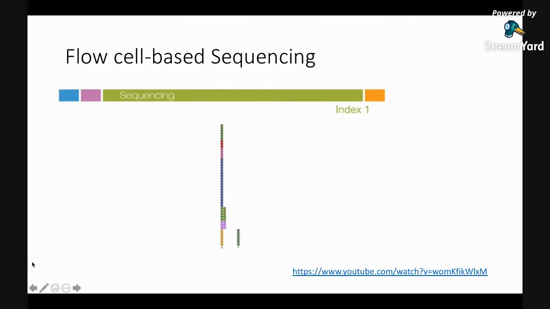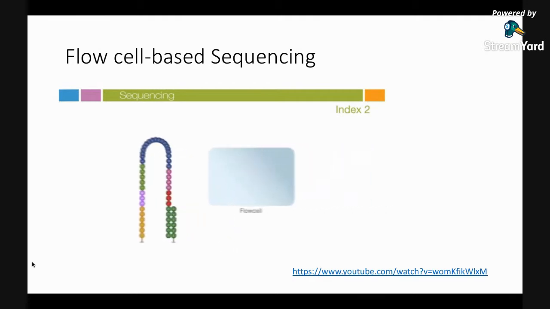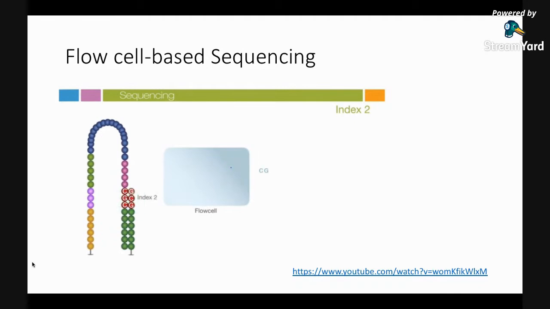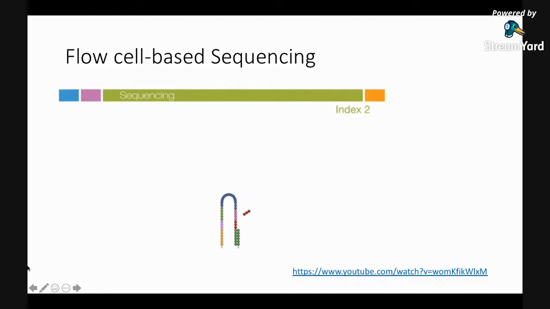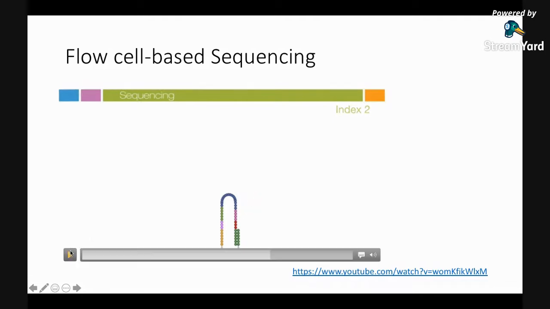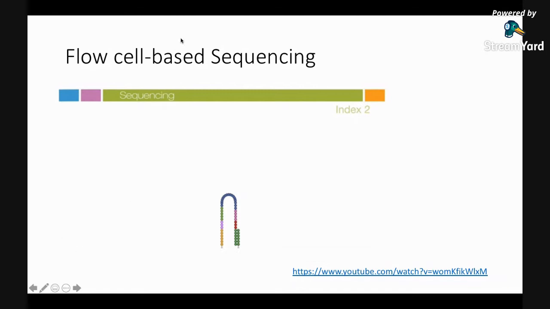After completion of the index read, the read product is washed off and the 3' end of the template is deprotected. The template now folds over and binds the second oligo on the flow cell. Index 2 is read in the same manner as index 1. The index 2 read product is washed off at the completion of this step. So index 1 and index 2 together uniquely define a sample.